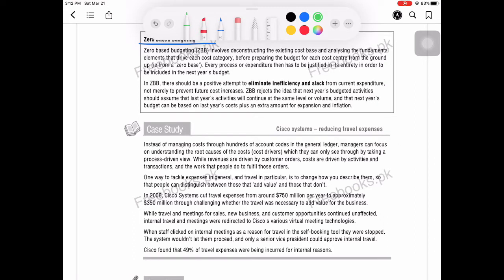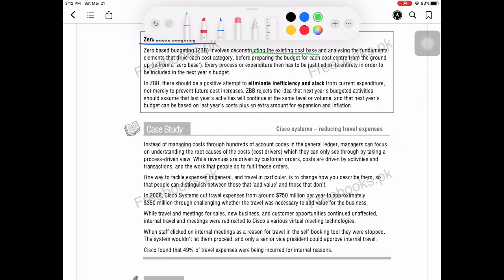So it actually deconstructs, or basically if you say in simple words, it actually breaks down each of the major cost elements and sees if it is really necessary for the business, and secondly, how can we get the best price for incurring this expense so that it's not an overload on the cash balance of the organization, right? So here we can just underline it: it deconstructs the existing cost base.